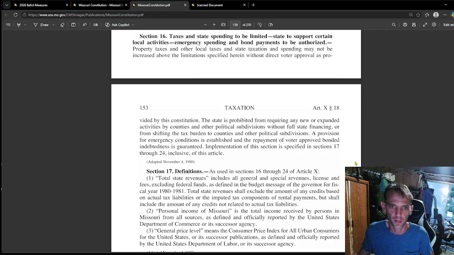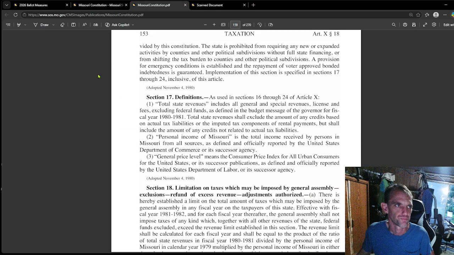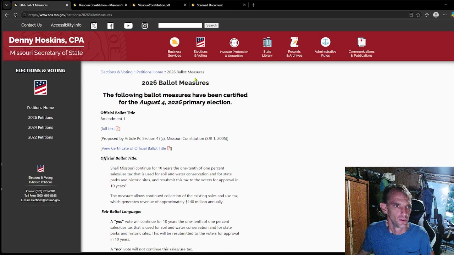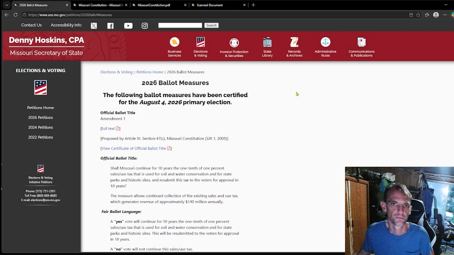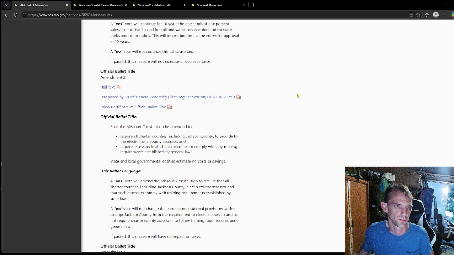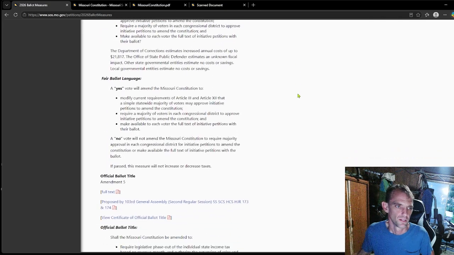If you would like to review this document for yourself, it can be found on the Secretary of State website, which is sos.mo.gov, under Communications and Publications, Missouri Constitution. I hope this helps everybody understand what we'll be voting for this year and what's going on with this Amendment 5. Seems to be that there's some confusion about it.